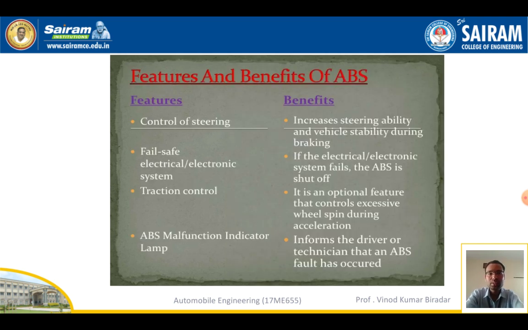Some features and benefits of the anti-lock braking system. Features: it will control the steering and feel safe. With the electronic system, even in any case where the vehicle locks, it will stop carefully. It also has traction control and an anti-lock braking system malfunction indicator lamp. And what are the benefits? It increases steering ability and vehicle stability during braking. If the electrical and electronic system fails, the anti-lock braking system automatically shuts off. It is an optional feature that controls excessive wheel spin during acceleration, and it will inform the driver or technician that an anti-lock braking system fault has occurred.